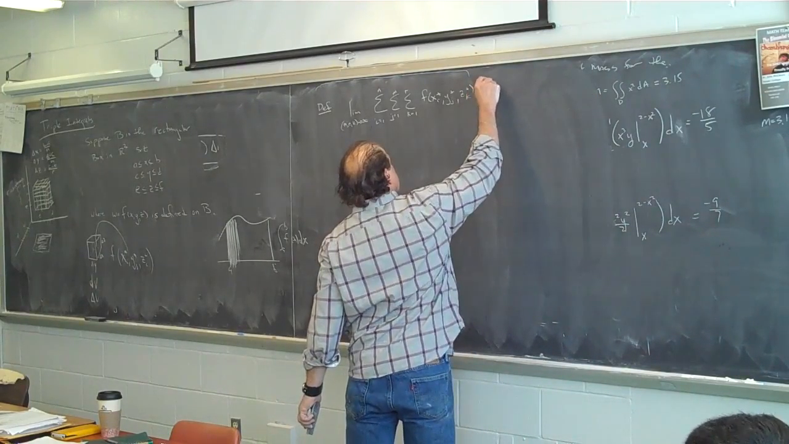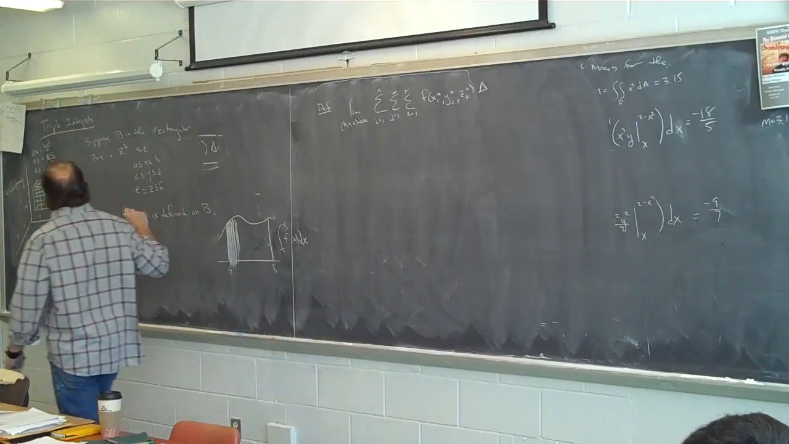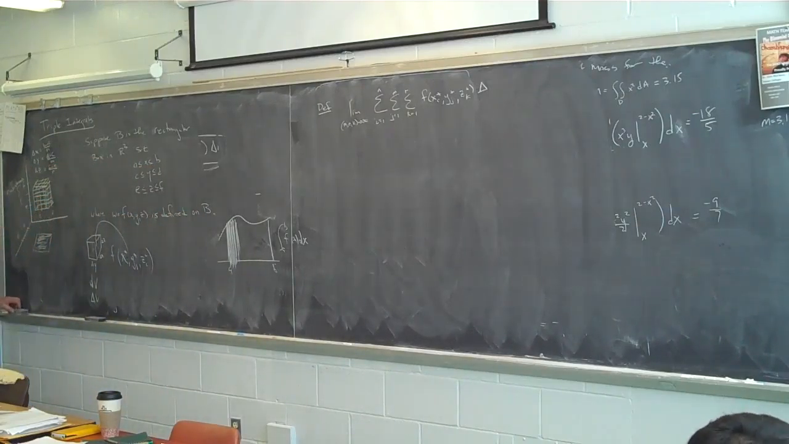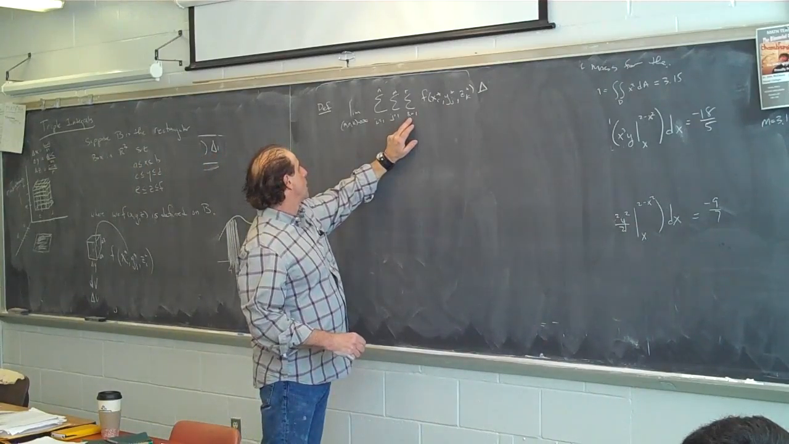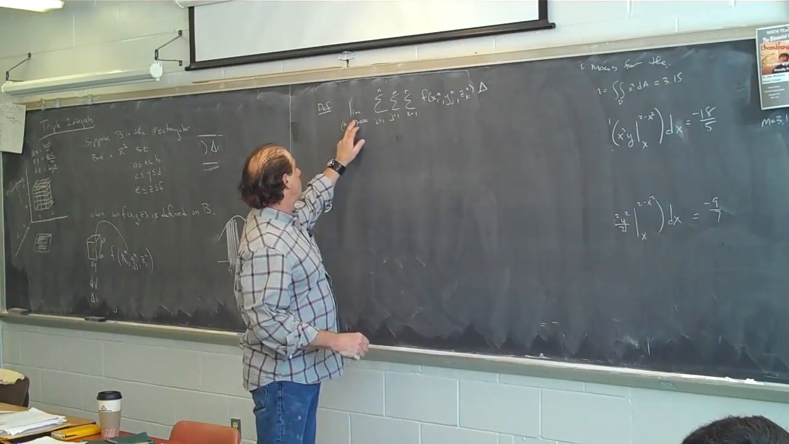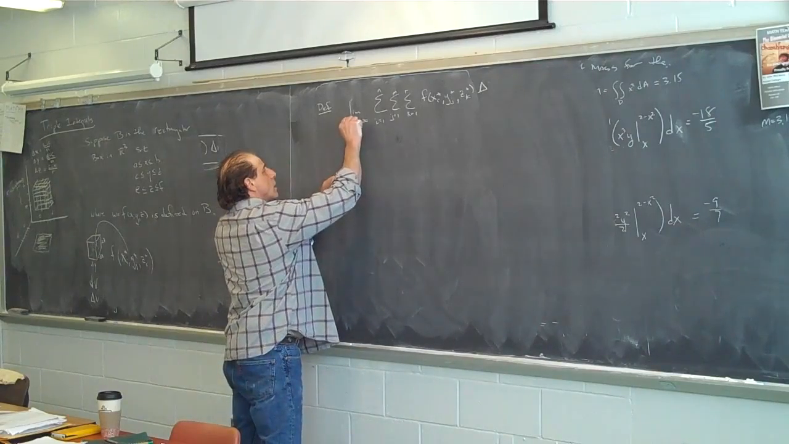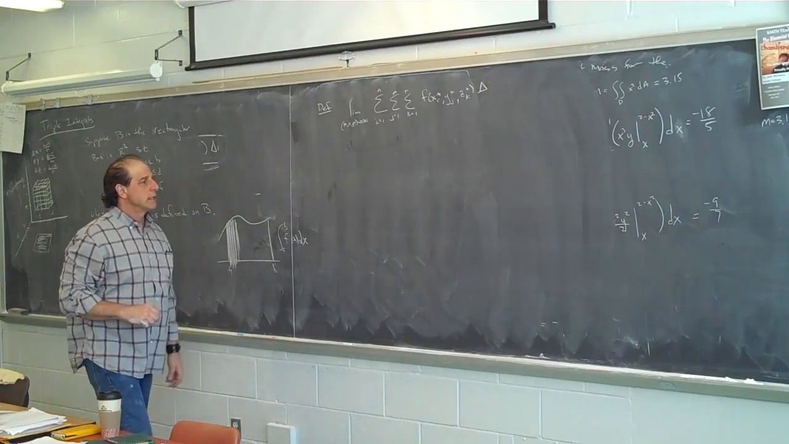Wait, it's m and k. So it's n, m, r. That's how many of them I've got. You wrote k under the limit. Oh, thank you. r goes to infinity. Nice eye. Good job.